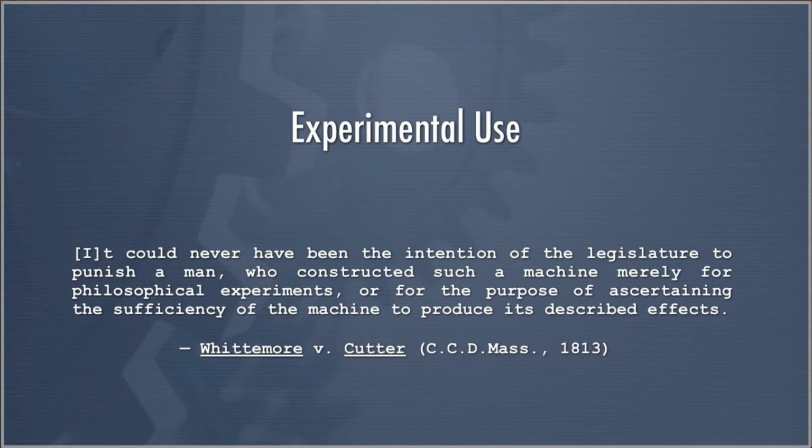It could never have been the intention of the legislature to punish a man who constructed a machine merely for philosophical experiments or for the purpose of ascertaining the sufficiency of the machine to produce its described effects. Right? And so the idea here is that for truly experimental purposes, there shouldn't be any liability for patent infringement. Now, of course, the trick is, what do we mean by purely experimental purposes? How broadly does that cut? And that, of course, is the tough question in the context of experimental use.